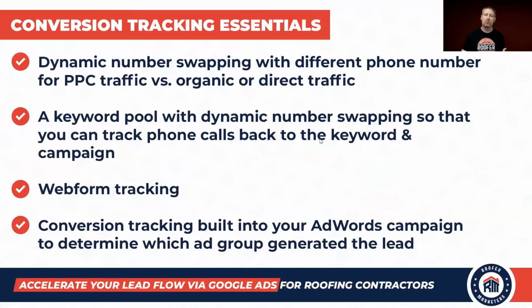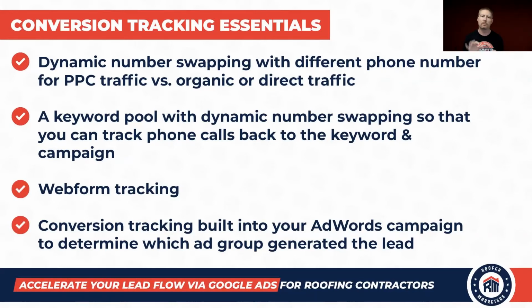What you want to have is dynamic. It's called dynamic number swapping. So you have different phone numbers to determine the source of the phone call. So pay-per-click traffic, organic traffic, website traffic, your Google My Business listing traffic, your Facebook ads, all of those differentiated with different call tracking numbers. You want to have a keyword pool with dynamic swapping so you can track back to the exact keyword, the exact search term, the exact words that someone typed into Google when they made that phone call to your business.